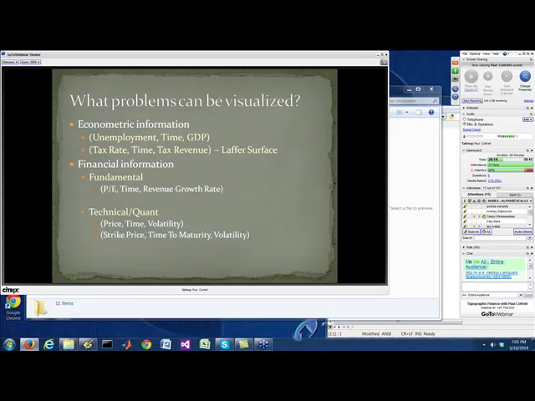So what problems can be visualized? Well, if you start from the econometric point of view, you can take a look at this. You can look at unemployment in time and GDP and see the relationship between unemployment and GDP through time.